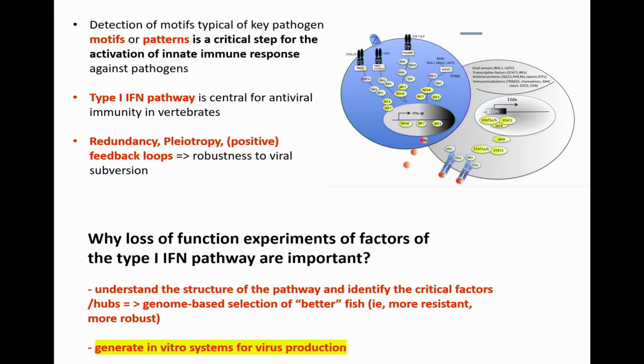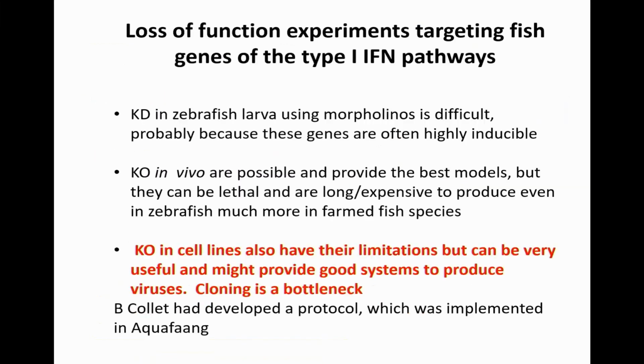So the loss of function experiments we made aimed actually at trying to understand better the role of key genes inside this pathway, and also more practically to try to generate cell lines in which viruses could be produced with a better efficiency, because obviously this is a limiting step for vaccine production. So how to do a loss of function experiment for this kind of genes?